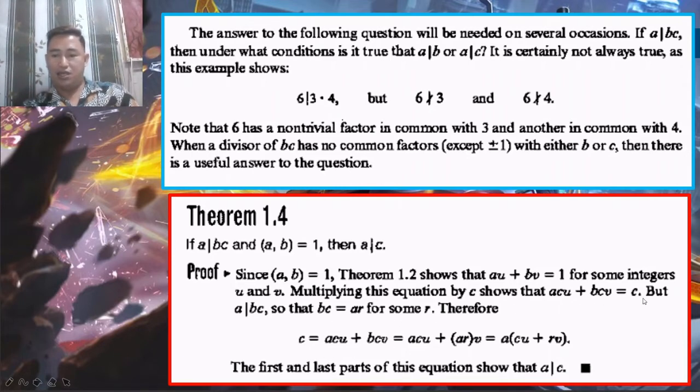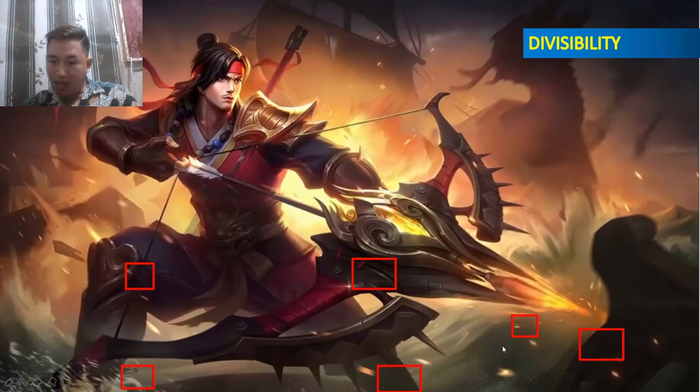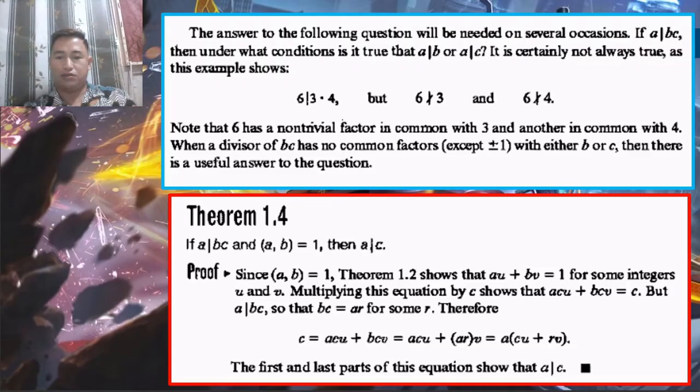So, C is equal to ACU plus BCV. Since BC is AR, we replace it: ACU plus ARV. Factor out A, so C equals A times the quantity CU plus RV.